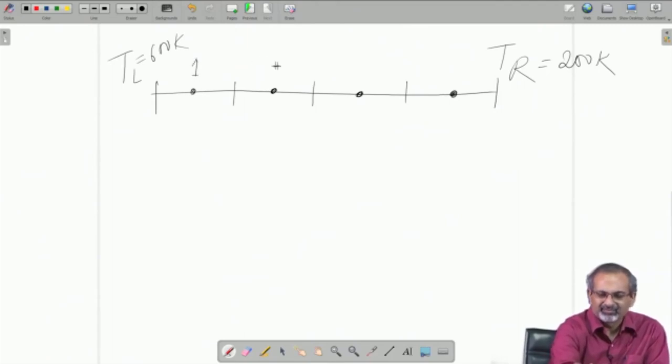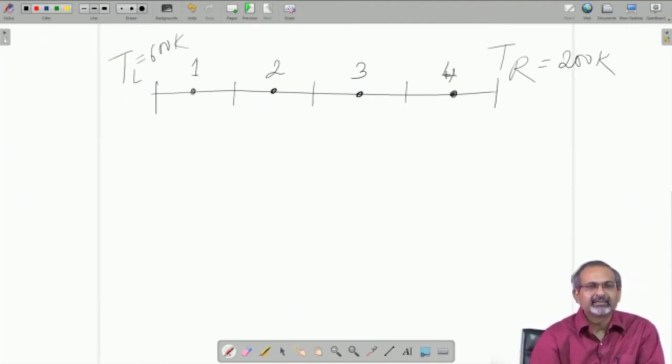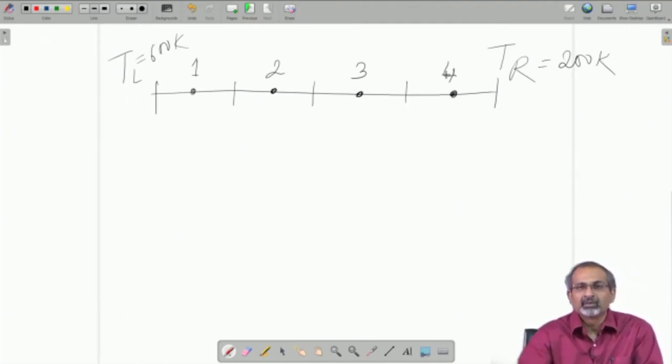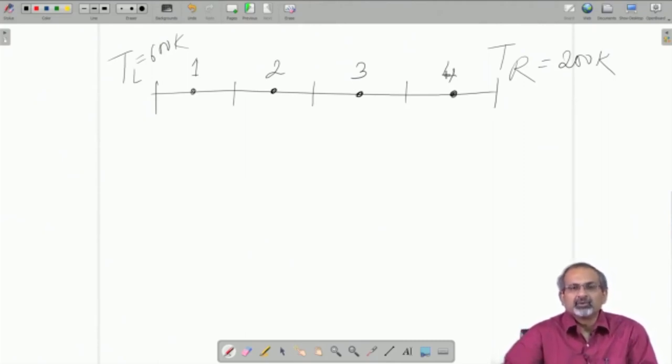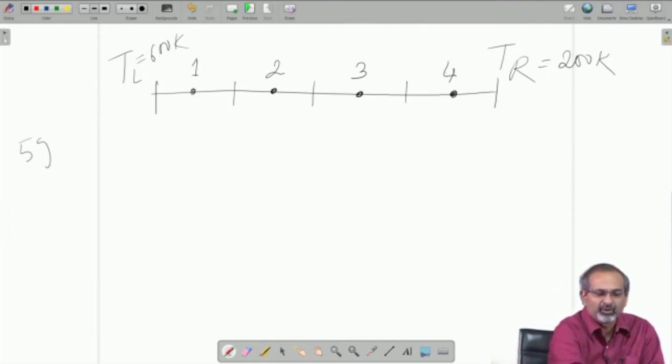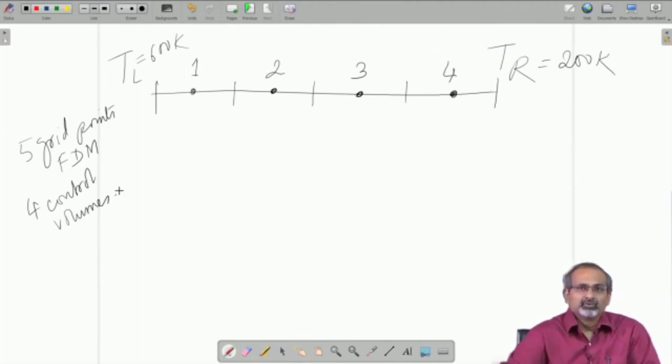This time we will define the control volumes like this with the nodes indicated as 1, 2, 3, 4. So, remember that in the previous instance when we were doing the finite difference solution, we had 5 grid points. So, instead of 5 grid points for the finite difference method, we now have 4 control volumes. And what we need to do is write the discretized form of the governing equation, which we saw in the previous slide, individually for these 4 control volumes.